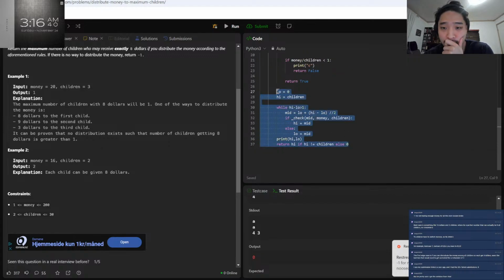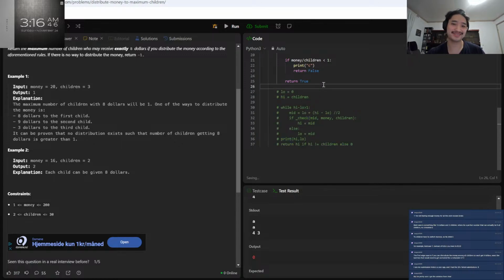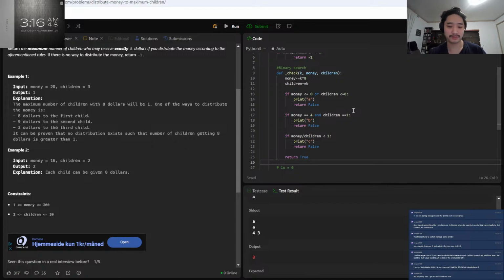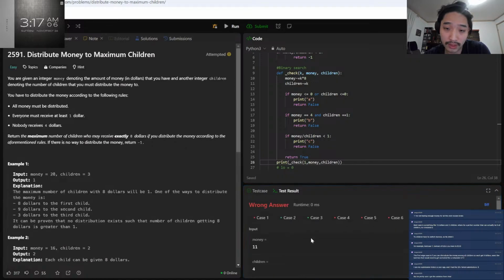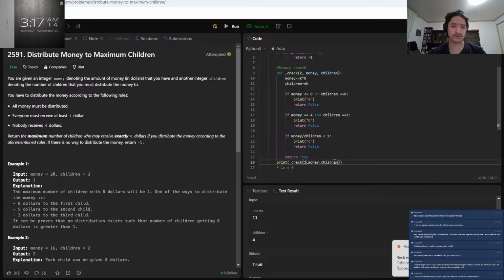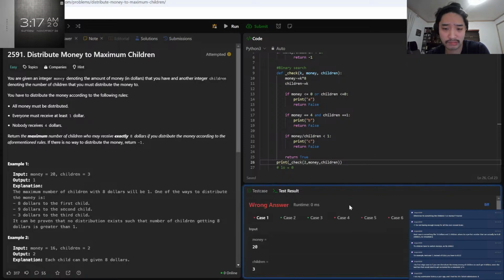-1 for not having enough money for all the children. And in this case, k is equal to 1. Money, children. This should be true, but apparently it's not. Otherwise it's something like children 1 or money/7 floored.